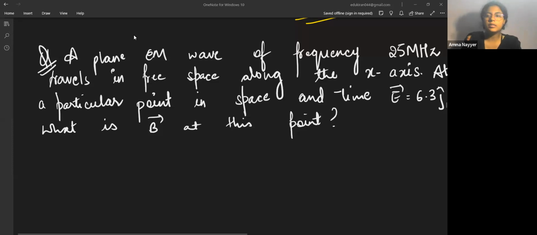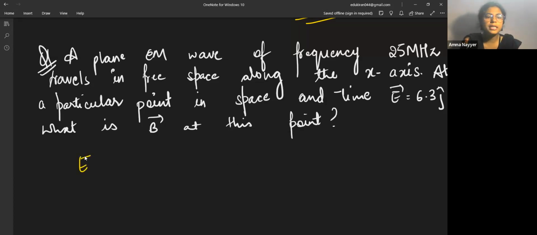Now see, this question says that a plane EM wave of frequency 25 megahertz travels in free space. The electric field is given as 6.3 j cap. What is the magnetic field at that point? You have the electric field and want to find the magnetic field. You already know the speed of light and its relation with the magnetic field and electric field. So just use that formula.